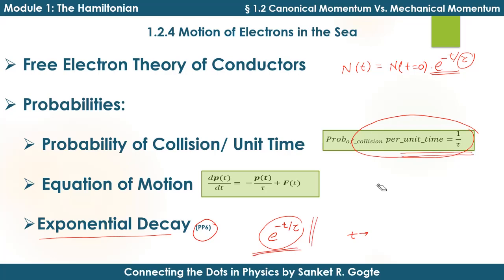Let me again say what this e to the power minus t by tau is. If you choose one electron at random from the sea, then this e to the power minus t by tau gives the average probability that the electron does not undergo collision for time t. I am leaving it as a point to ponder at the end of the video. You can try to derive this exponential decay relation starting from this equation of probability of collision per unit time for the electrons.